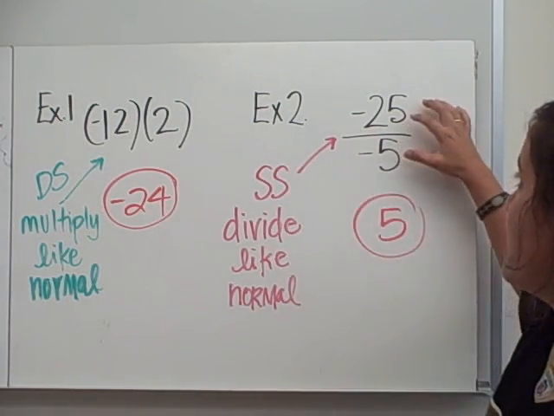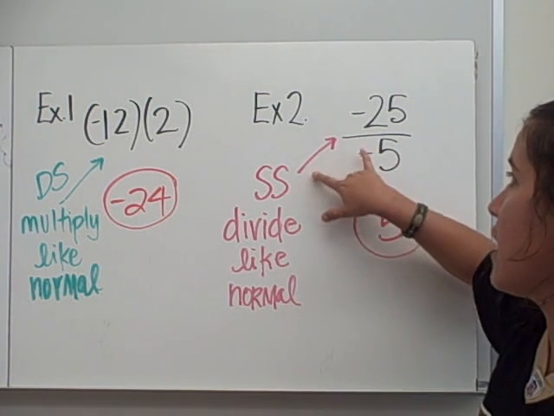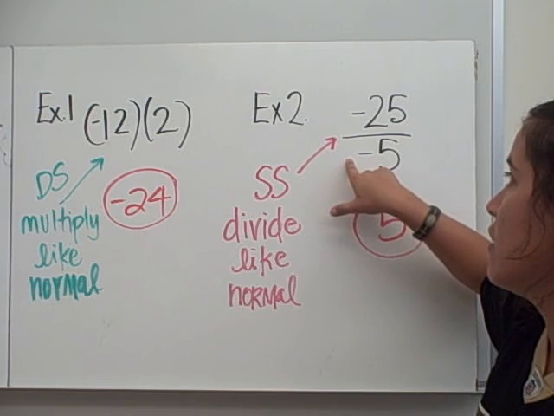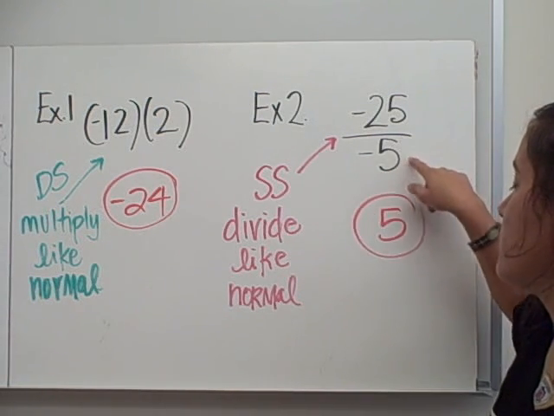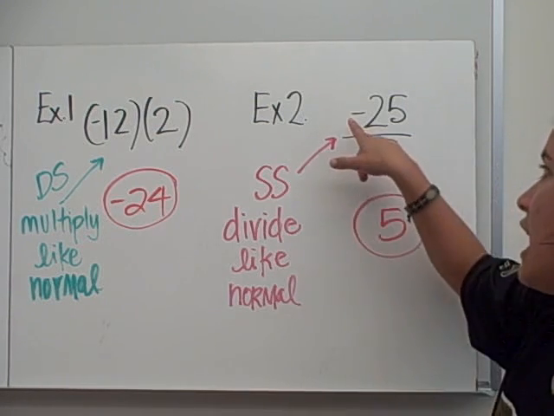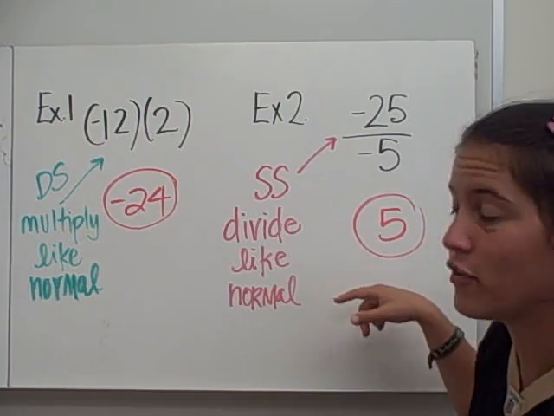Example 2, -25 divided by -5. These are same signs. Look, a negative and a negative. So that means my answer is going to be a positive, and you divide like normal. 25 divided by 5 is 5, and two negatives are going to equal a positive. So that's where I get a positive 5 from.